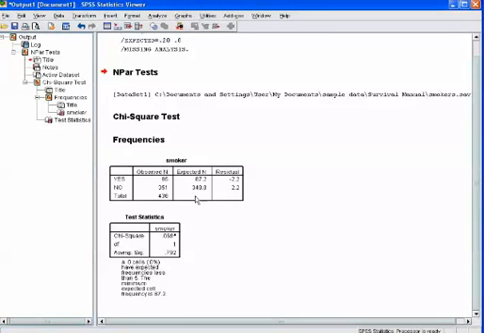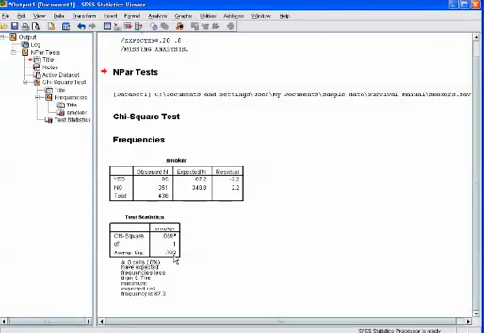Now let's look at the second table. The test statistics table indicates whether there is a significant difference between the observed and the expected frequencies. In this table, we see that the value for chi-square is 0.069. We see that the degrees of freedom is 1, and we see that the significance level of the chi-square value is 0.792.